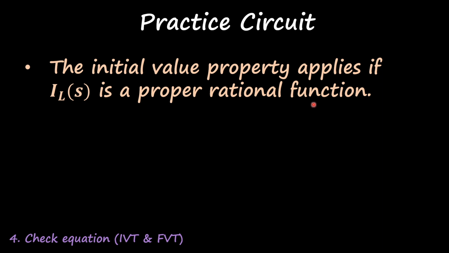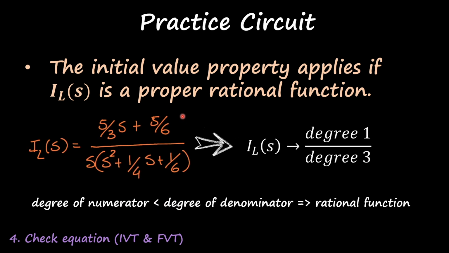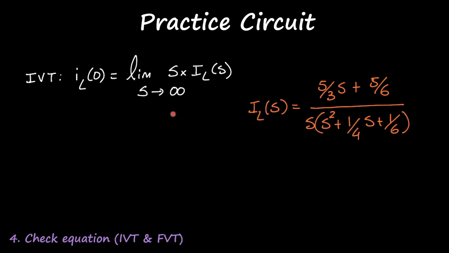Proper rational function means that the degree of the numerator needs to be less than the degree of the denominator. If I pick up my Laplace equation, I see that I have degree 1 on the top and degree 3 on the bottom. So I'm in good shape. It's a rational function. Cool. So the initial value theorem tells me that the initial current is equal to this limit. I'm picking up my IL of S, and notice that this S is going to cancel out with that S.